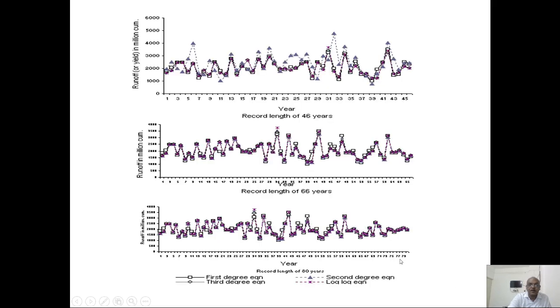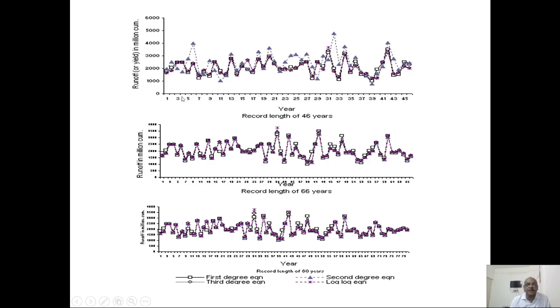So then these are the annual runoffs obtained for 46 years, then 66 years and 80 years. All these representations for different series are comparative here: first degree equation, second degree equation, third degree equation, and log-log correlationship. This is for the 46 years, then 66 years, and 80 years.